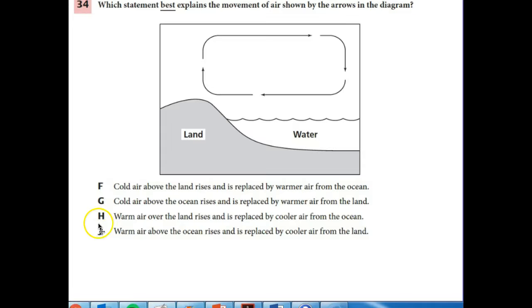H and J. Which of these explains what's going on in the picture? Warm air over the land rises and is replaced by cooler air from the ocean? Or warm air above the ocean rises and is replaced by cooler air from the land? Yes, this picture is H. Warm air over the land rises.